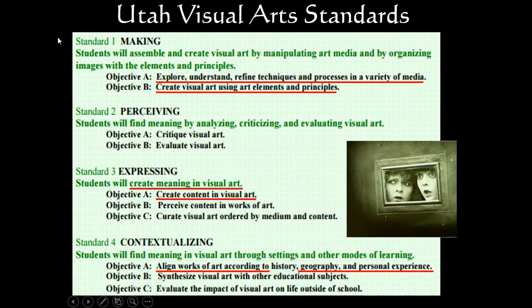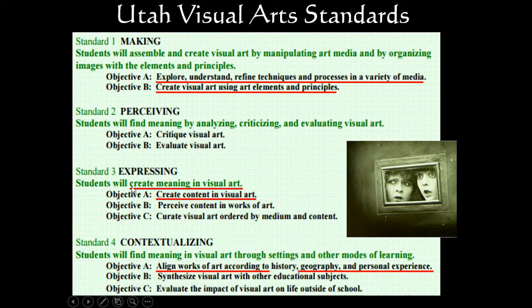Looking at the Utah Visual Arts Standards, Standard 1, making. So we are creating visual art. We'll be taking photographs and manipulating those photographs in GIMP. We'll be converting color photos to black and white, adjusting brightness and contrast, and cropping. We'll be using the art elements and principles. We've talked about the rule of thirds, so as you're taking your photographs, be mindful of that rule of thirds. That creates a more interesting composition, and principles of design that you've learned about in your lessons.